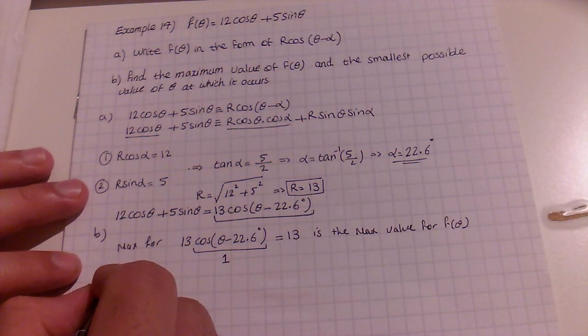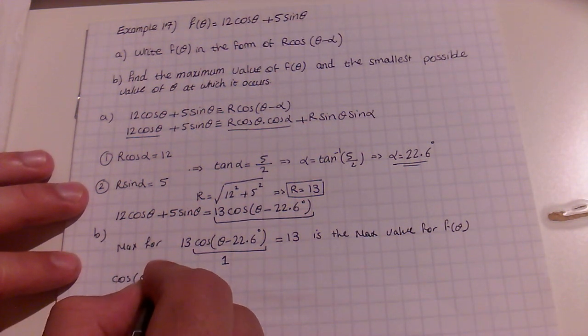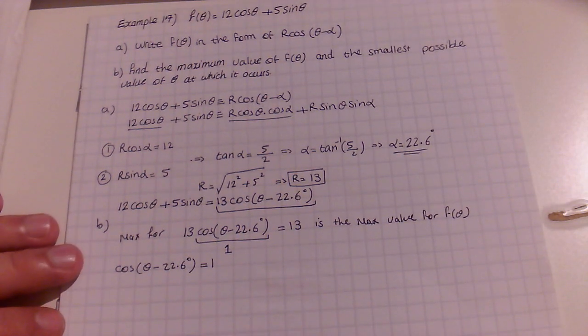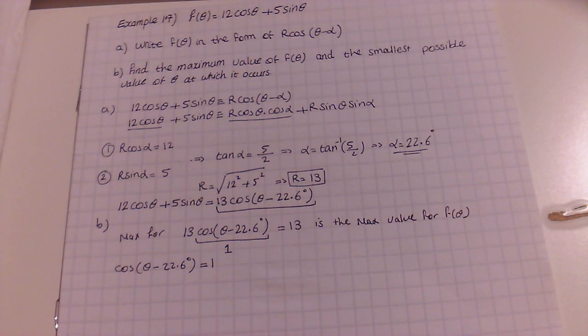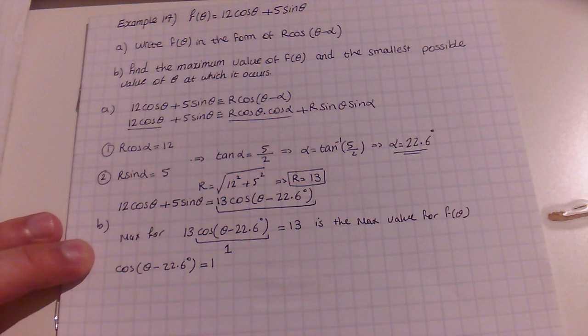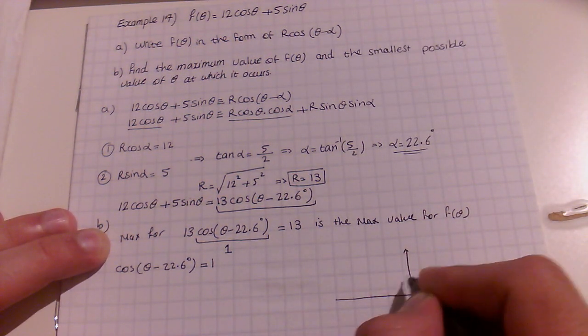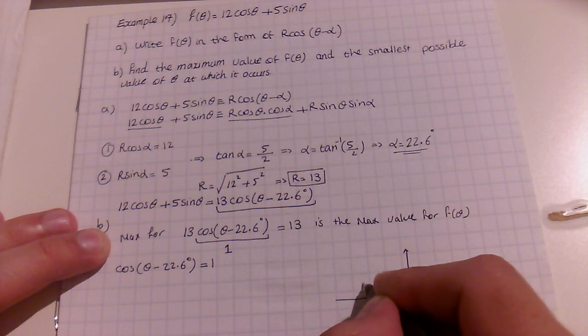R is equal to 144 plus 25, square root them, you get 13. So now we can write down 12 cos theta plus 5 sine theta equals 13 times cos theta minus 22.6 degrees.